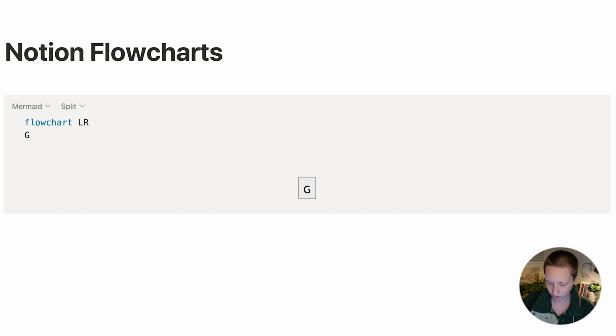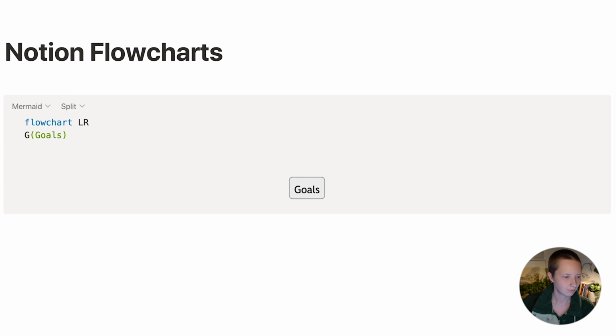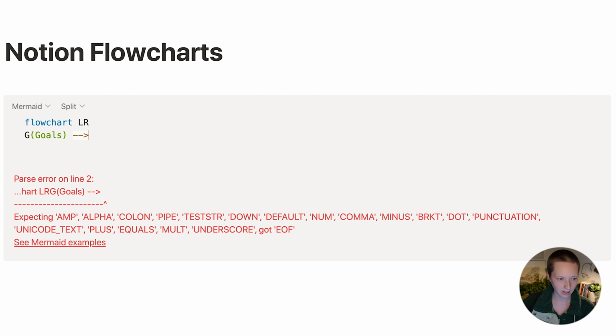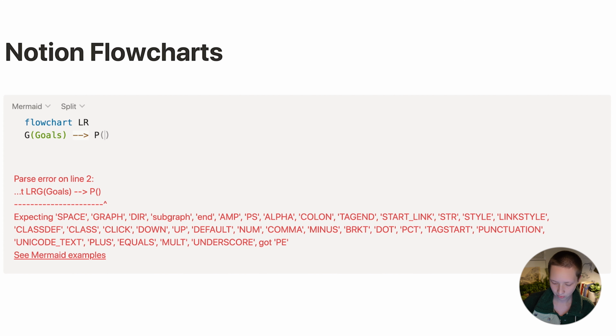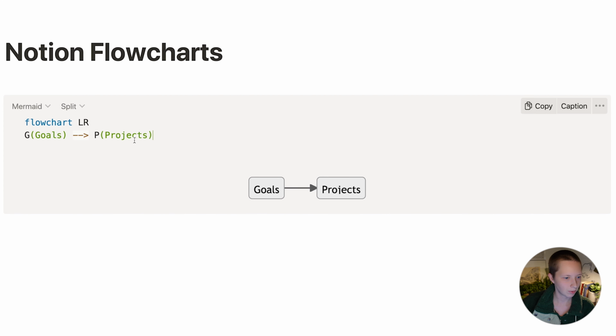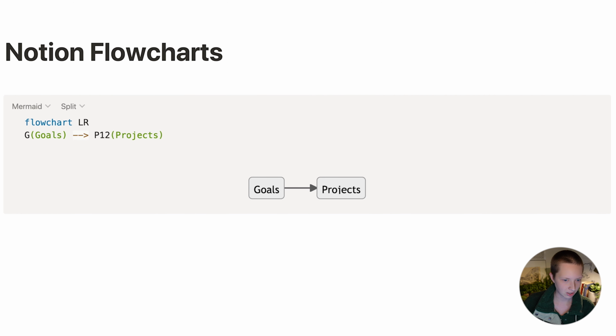properties. First, goals. I'm going to give goals the unique ID of G, and the label of goals. And I'm going to connect it, with two dashes and an arrow, to maybe P, the unique ID for project. So we have our unique ID, and we can give this any sort of ID, P1, P12, anything. And then inside of these parentheses, the label. I can also make this arrow longer by adding another dash.